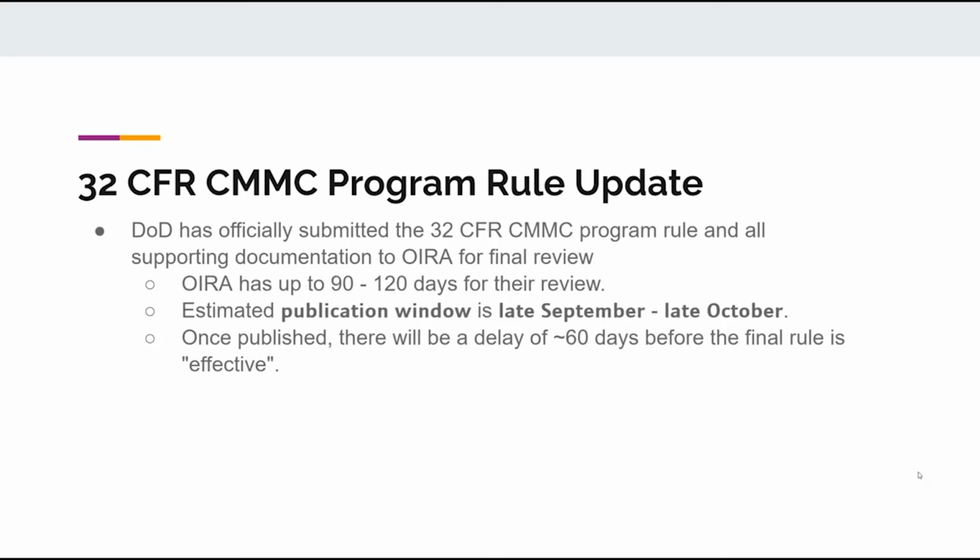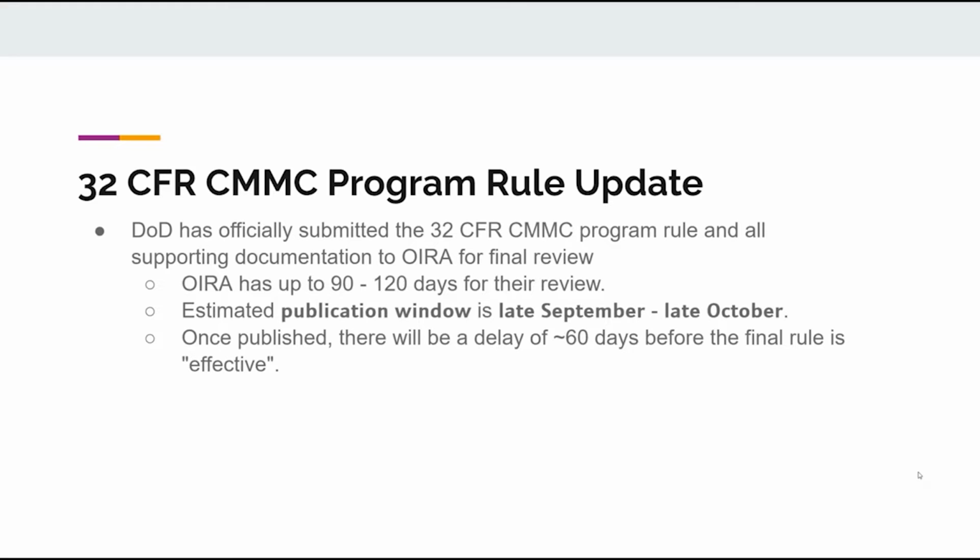And this has been officially submitted as of last week to OIRA for final review. OIRA has 90 to 120 days. This is really just the last step, so that they can basically put their blessing on it and have that go live. So the estimated window for publication of 32 CFR is late September to late October, so within that 30, 40 day window.